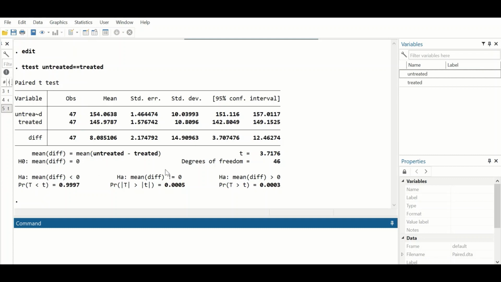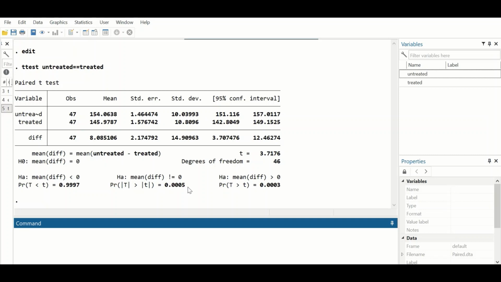For the alternative hypothesis, in our condition here, we look at the mean difference not equal to 0, i.e. there is a difference in the mean between the untreated and treated, and a p-value is generated here, which is less than 0.0005, which is significant.